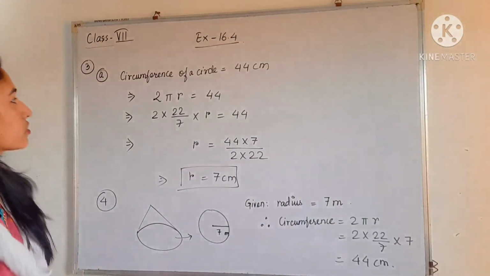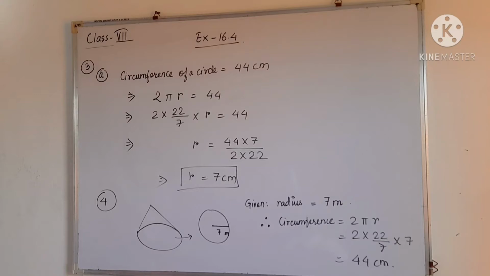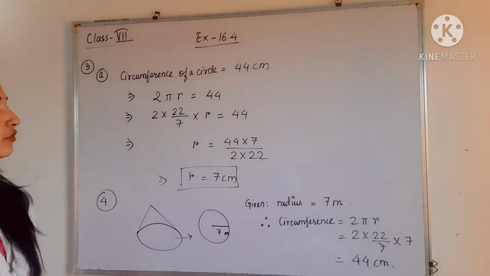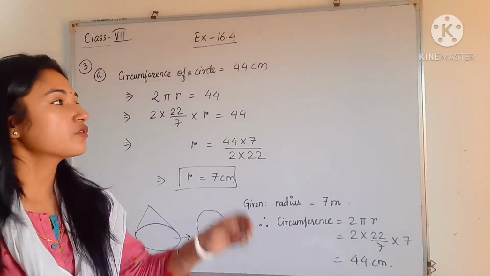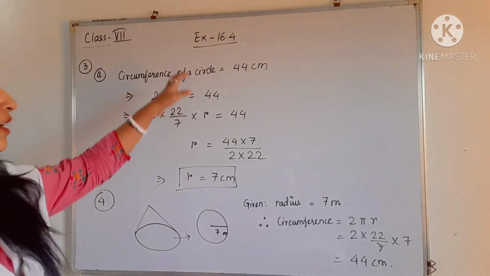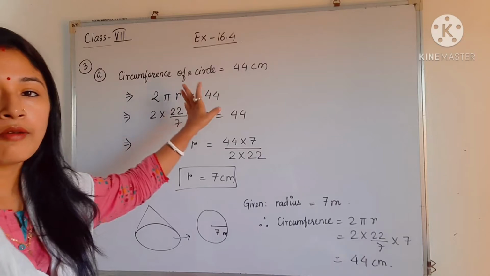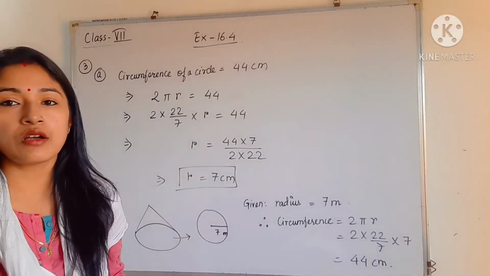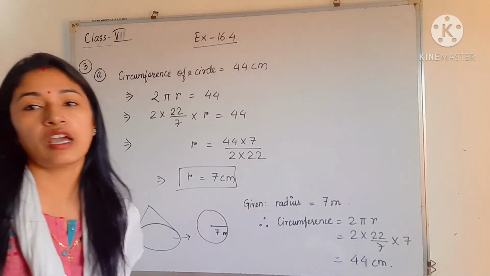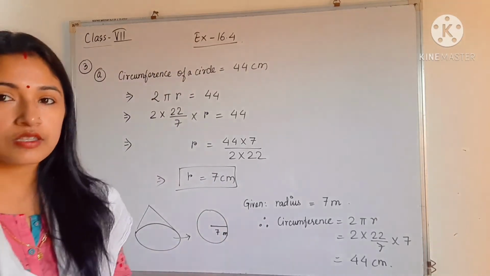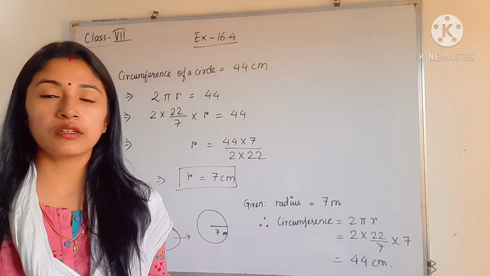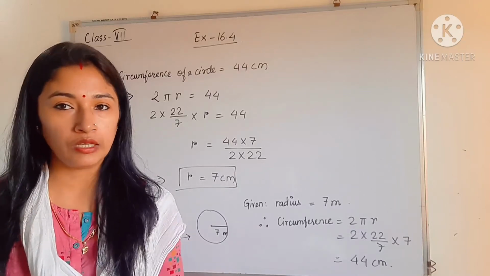So see students, the next question is question number 3. Here the circumference is given and we have to find the radius of the circle. That means we have to use the second formula, the circumference of the circle is 2 pi r. I am writing the circumference in terms of radius because here we have to find the radius. Remember, if the circumference is given and we have to find the diameter, then we can use the formula pi into d.